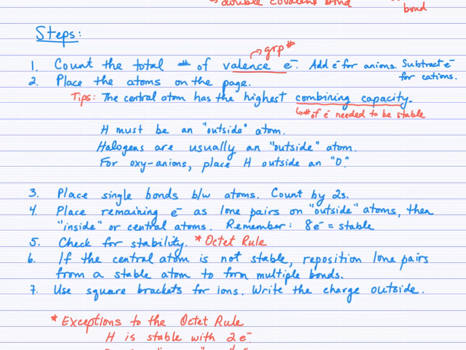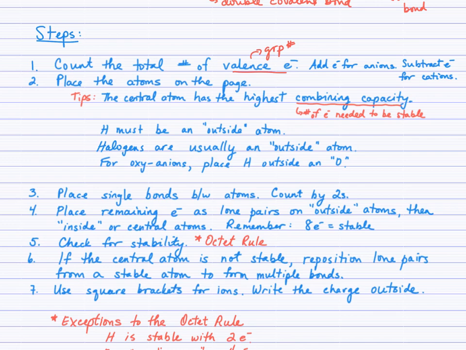After we've counted the valence electrons and placed the atoms on the page, we'll place lines to represent the single covalent bonds between atoms, counting by twos as we do so, 2 electrons per line. Then we'll place remaining electrons as lone pairs on the outside atoms first, and then if there's any remaining, we'll move to the inside or central atoms. Always check for stability following the octet rule, so typically we're looking for 8 electrons. And if all the atoms are stable at that point, you'll be finished.